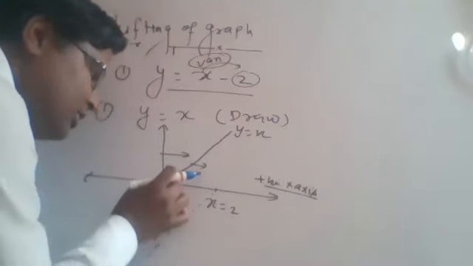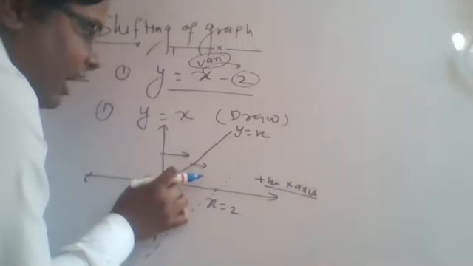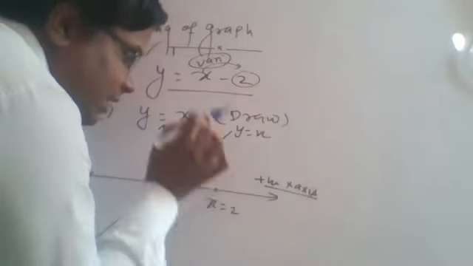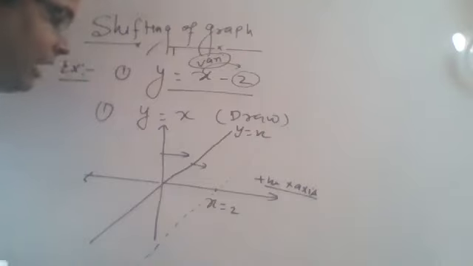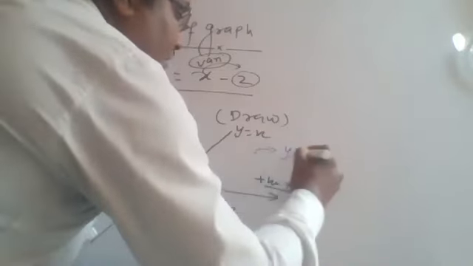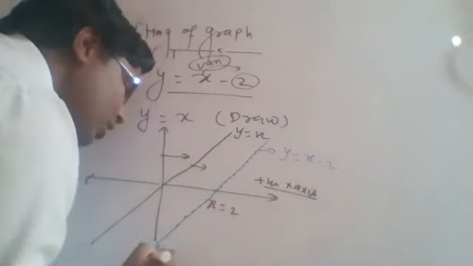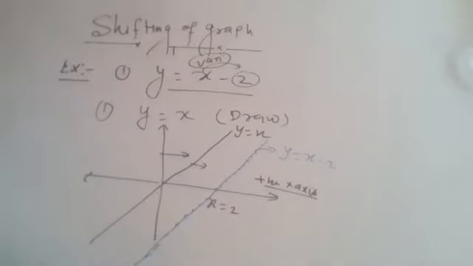Shifting means we have to just take this one graph and shift it to x equals 2. Now this is the required graph of y equals x minus 2. This is a very easy step to draw the graph, and this is shifting along the positive x-axis. Now this is the required graph of y equals x minus 2.